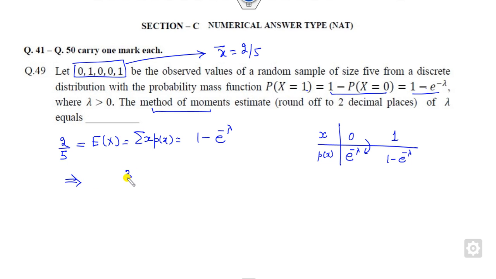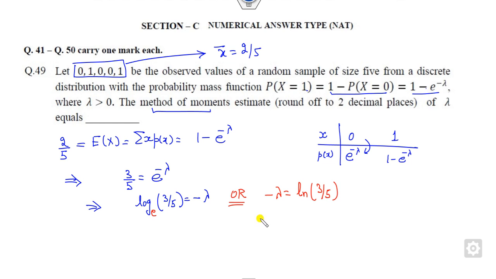So I can write this as 3/5 is nothing but e raised to the power minus lambda. I can take the logarithm. So the logarithm of 3/5 is minus lambda, but make sure this is a log to the base e. So minus lambda is nothing but ln of 3/5. So what is the value of this lambda? That is minus of ln 3/5.